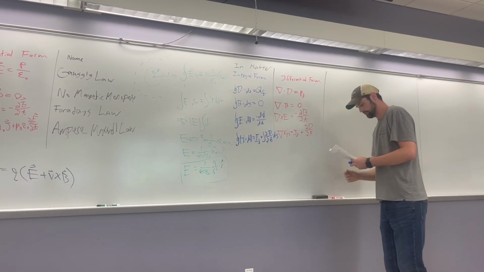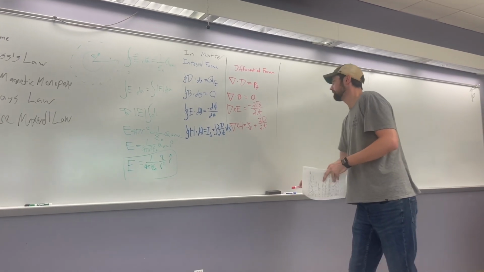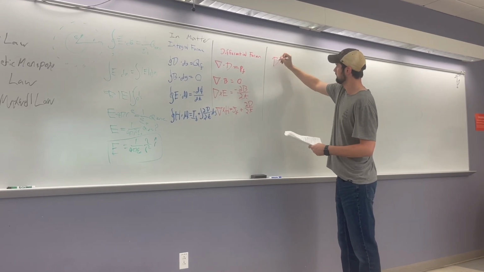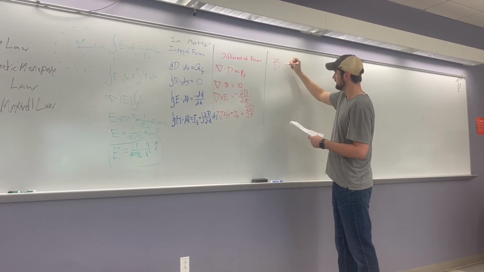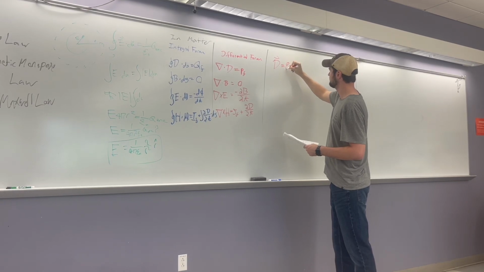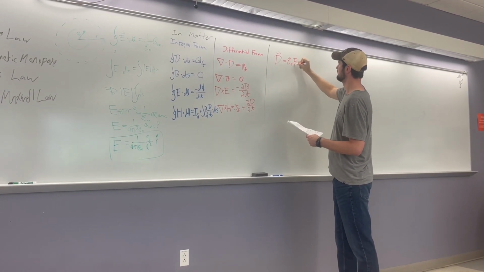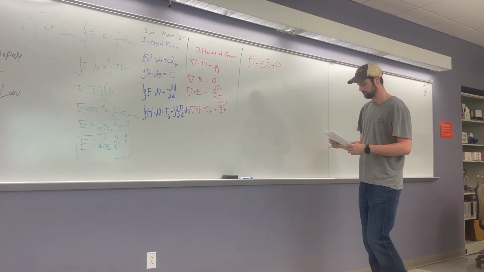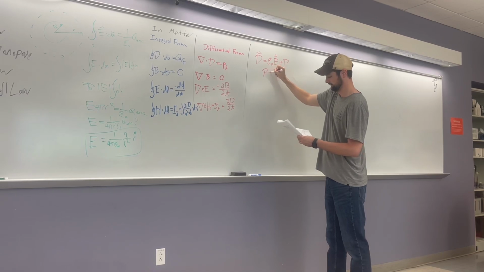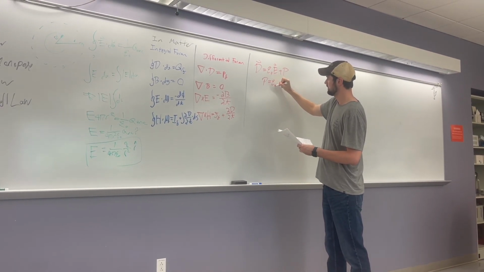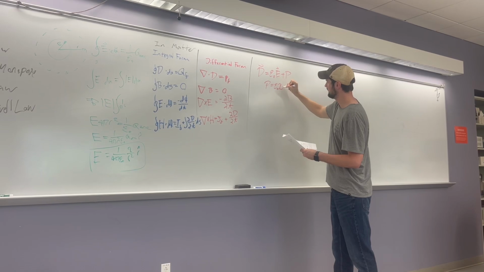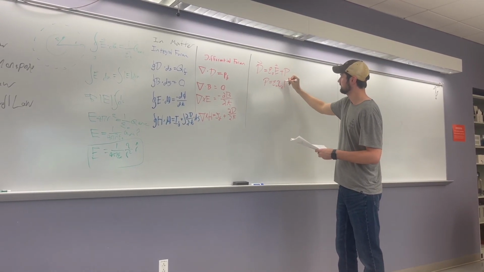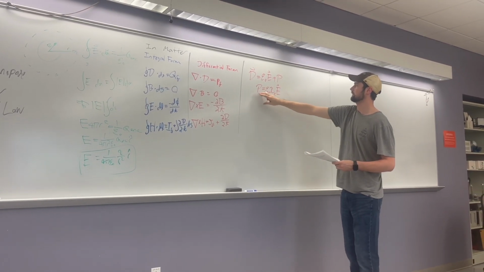And so D can be defined, I'll do this in red, D can be defined as D is equal to epsilon naught times the electric field plus P. P is our polarizability, and P is equal to epsilon naught chi of E, where chi of E is our electric susceptibility, times E. So that's what P is there.